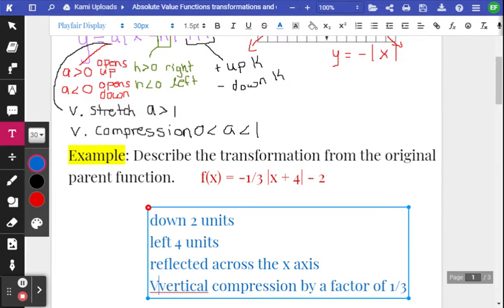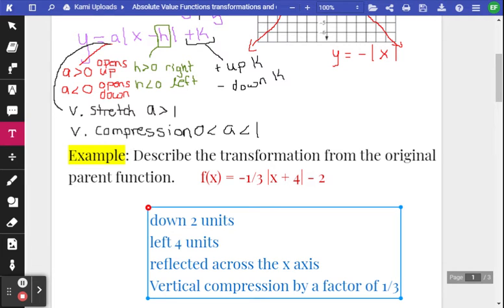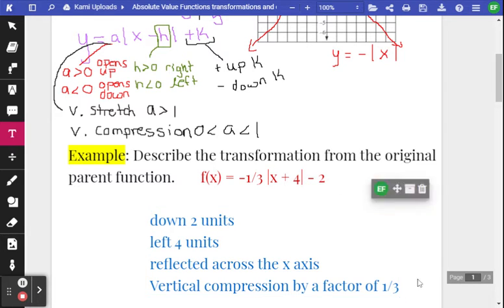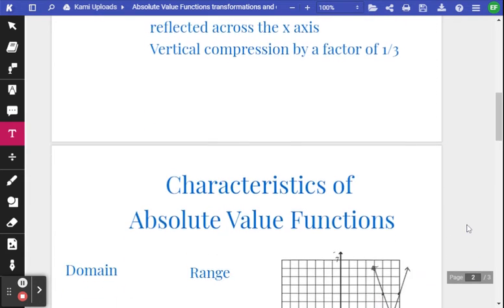So when we state our answers for the transformation, we need to be as specific as possible. It's not just that our graph is going down, left, reflected, and compressed. It's down 2, left 4, reflected across the x-axis, and vertically compressed by a factor of 1/3. So make sure we have all of those pieces in there.